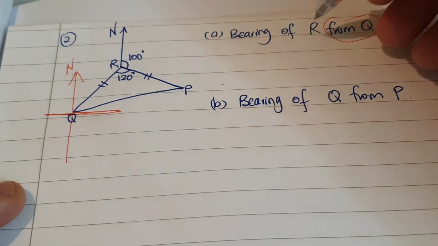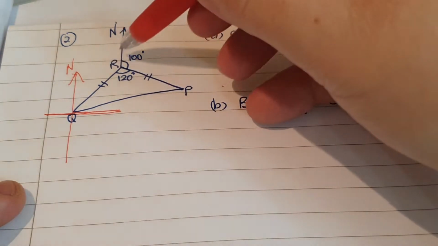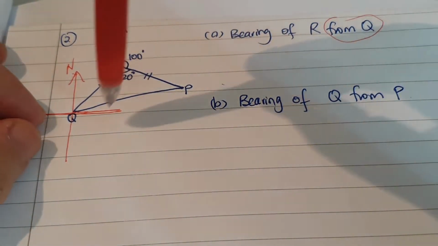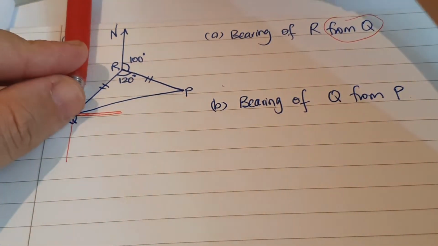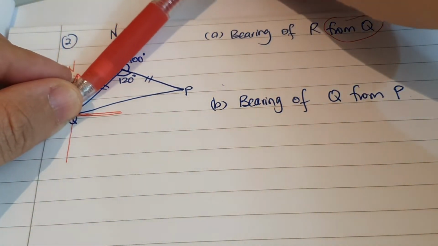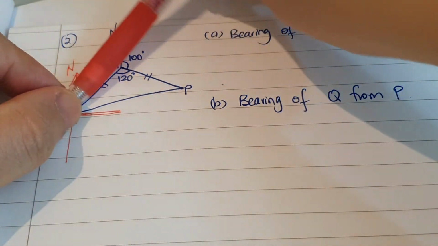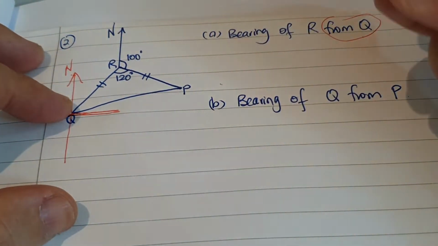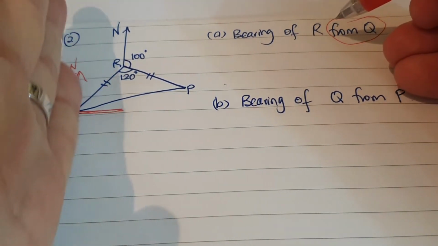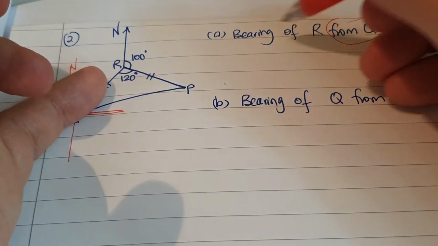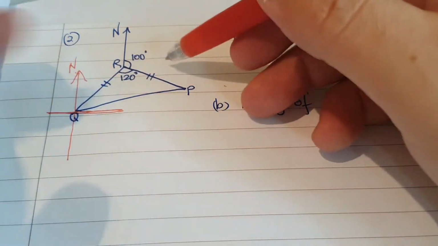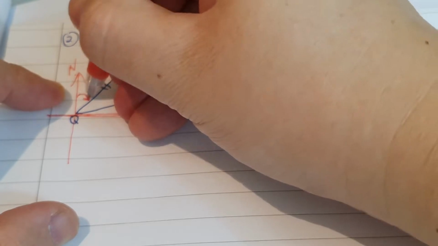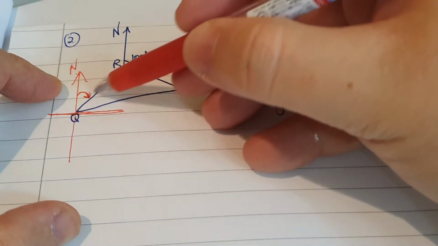Okay, now, bearing of R from Q. R from Q. So I'm at Q, I look north, I turn until this pen is in line with this line from Q to R, because I want bearing of R from Q. It's like as if I'm turning and then I stop once I can see the point R. So this is the angle that I want. Is there a fast way to find this angle?